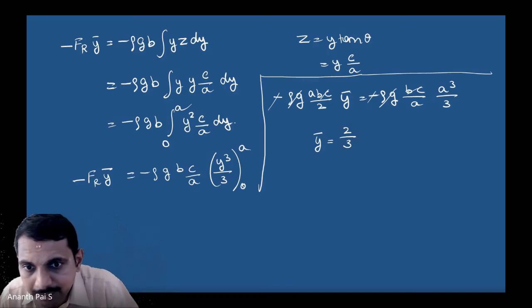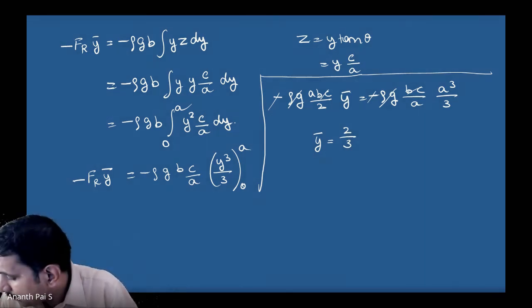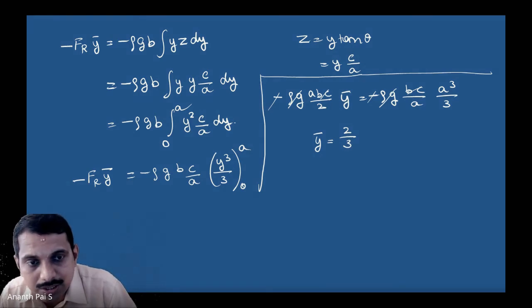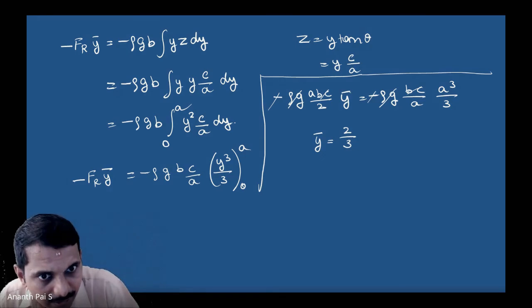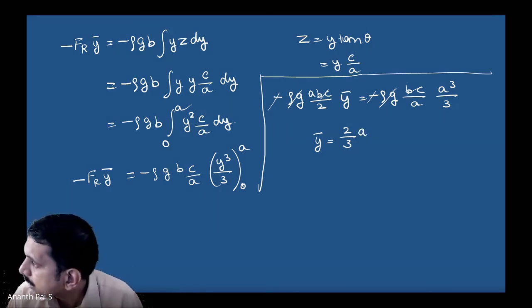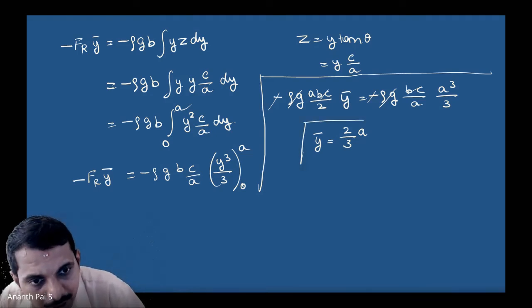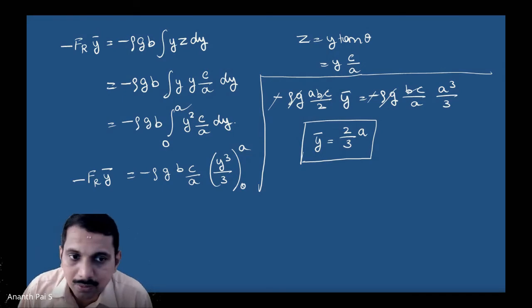Have I done any mistakes here, students? 2 by 3, and I can say here, okay, wait a minute. Yes, 2a, right? Do we get a here? Yes. 2 by 3a. Makes sense? This is my y bar. Easy. 2 by 3a is the y bar.